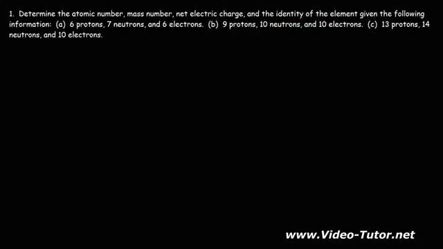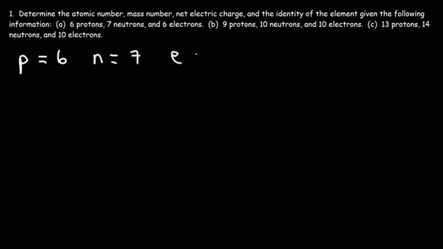Now let's work on some word problems. Determine the atomic number, mass number, net electric charge, and the identity of the element given the following information. So we have 6 protons, P is 6. We have 7 neutrons, N is 7. And we have 6 electrons.